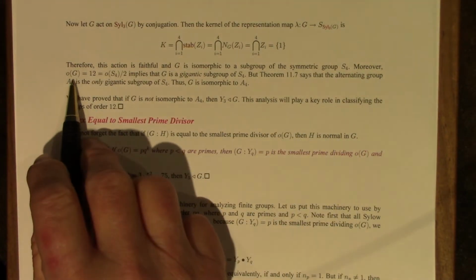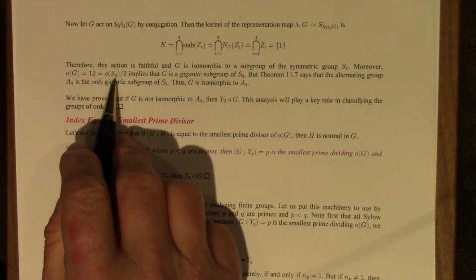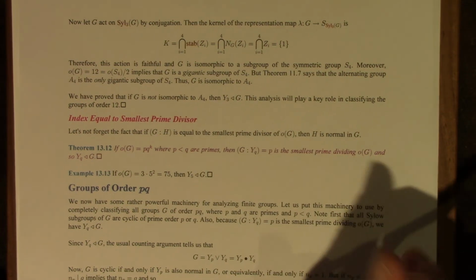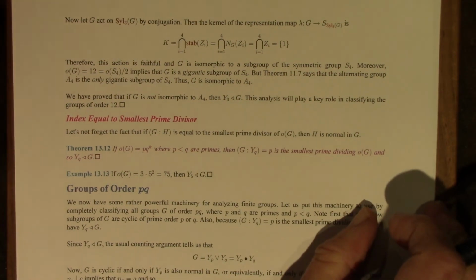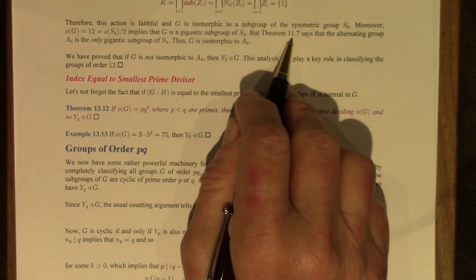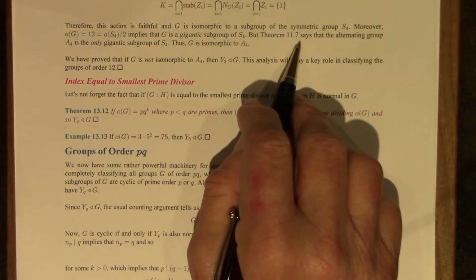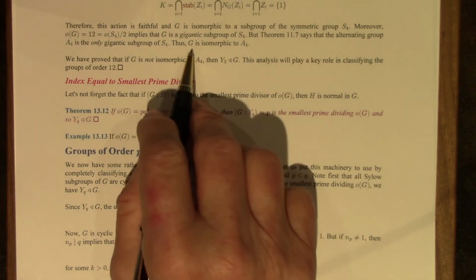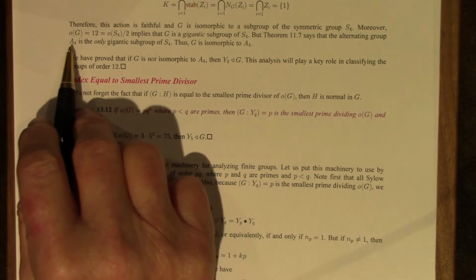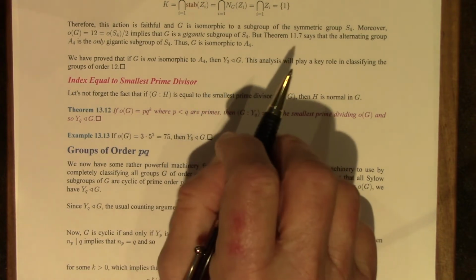But the order of G is 12, which is half the order of the symmetric group S4. So G is a gigantic subgroup of S4, and we know that those are unique. Theorem 11.7. In fact, the alternating group is the only gigantic subgroup of S4. So G is isomorphic to A4. I'm sorry, did I say the symmetric group? The alternating group. Okay. So G is isomorphic to the alternating group.